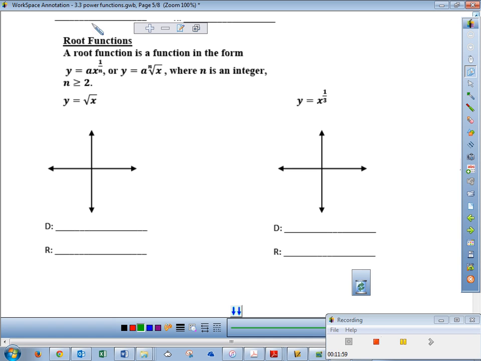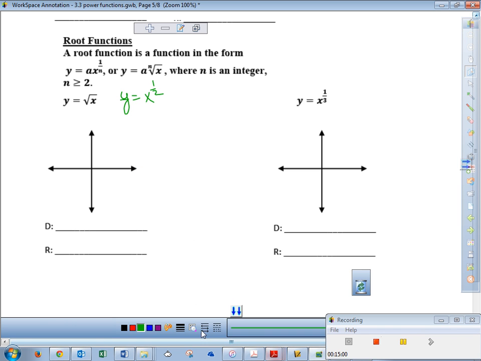Right, so finally, we've got these root functions where they've put the radicals in there. Y equals the square root of x. It's the same thing as this: y equals x to the 1/2 power, right? You know, square root, 1 is the power, x is the root, power over root stuff. Doesn't matter what you type in.